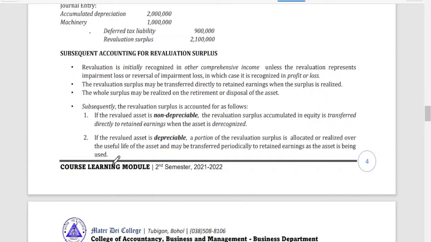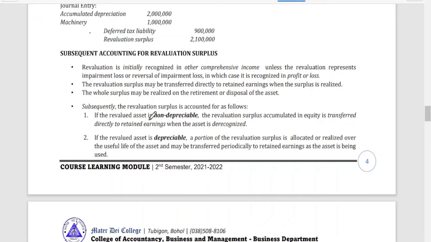Revaluation surplus is initially recognized in other comprehensive income unless the revaluation represents impairment loss or reversal of impairment loss, in which case it will be recognized in profit or loss. However, the revaluation surplus may be transferred directly to retained earnings when the surplus is realized. The whole surplus may be realized on the retirement or the disposal of the asset.